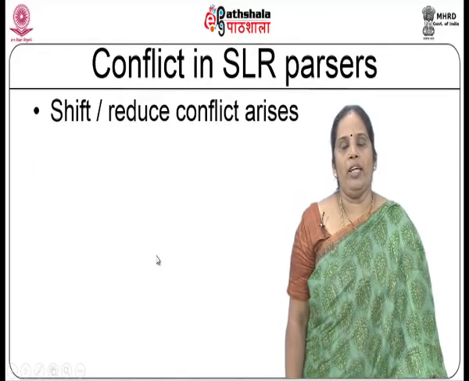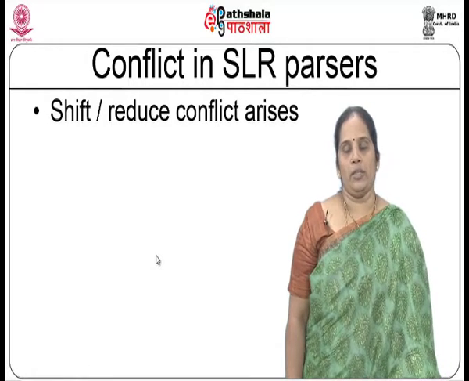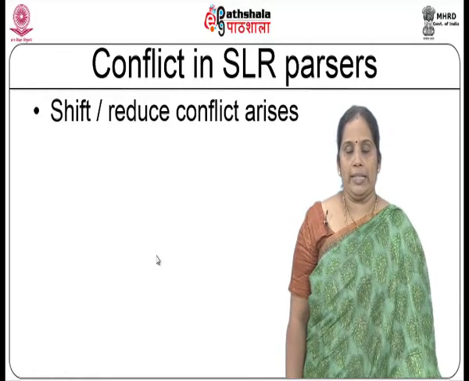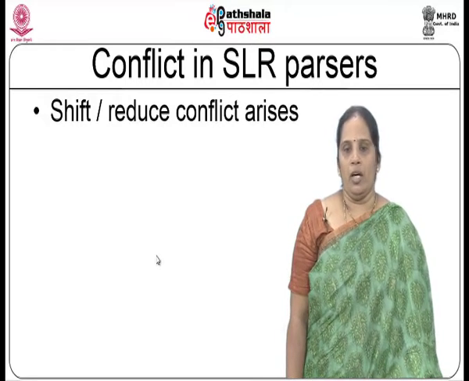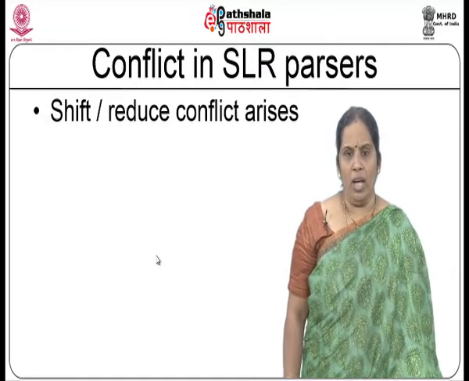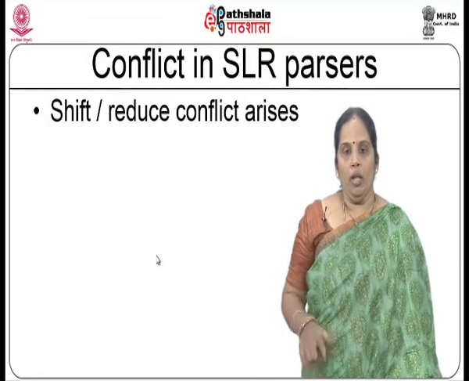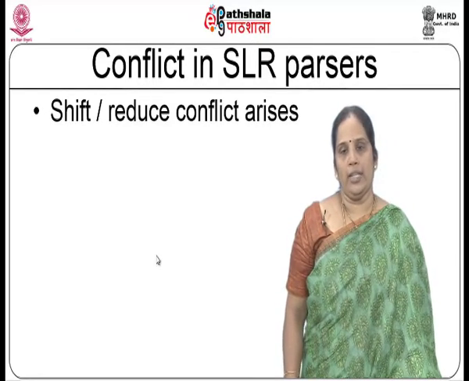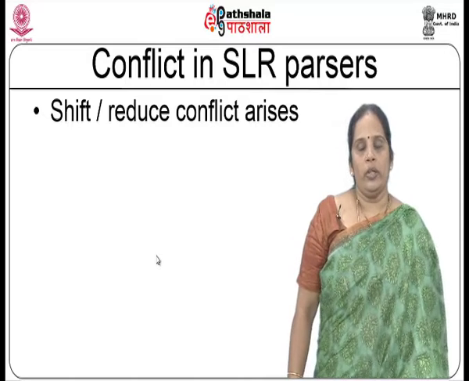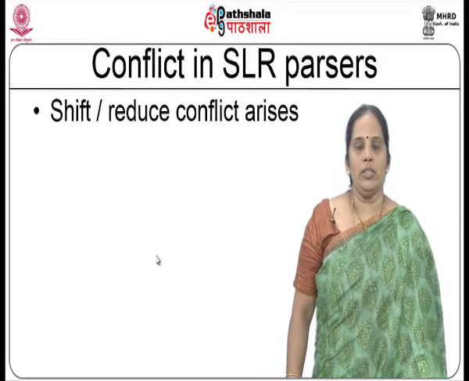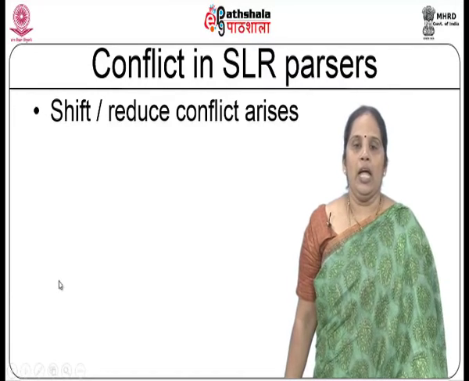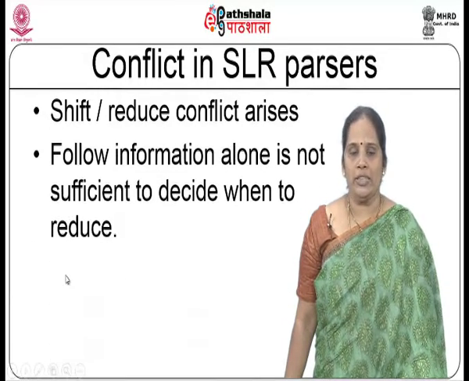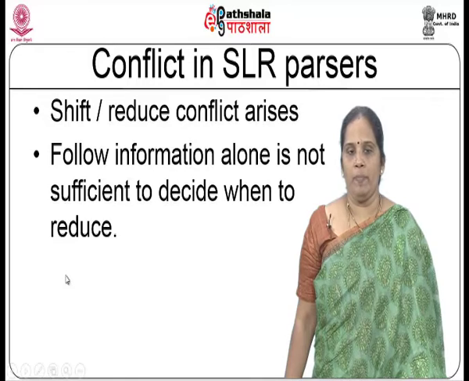Now, the reason why we have to go in for canonical LR parsers: what is the drawback with SLR parsers? SLR parsers can parse unambiguous grammars, but not all unambiguous grammars are SLR. In SLR parsers there is a shift reduce conflict which could arise, and that is one of the reasons for going into canonical LR parsers.